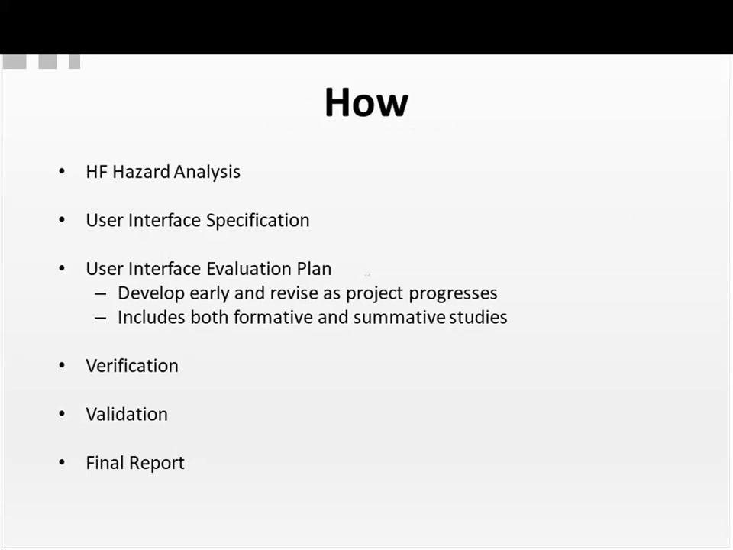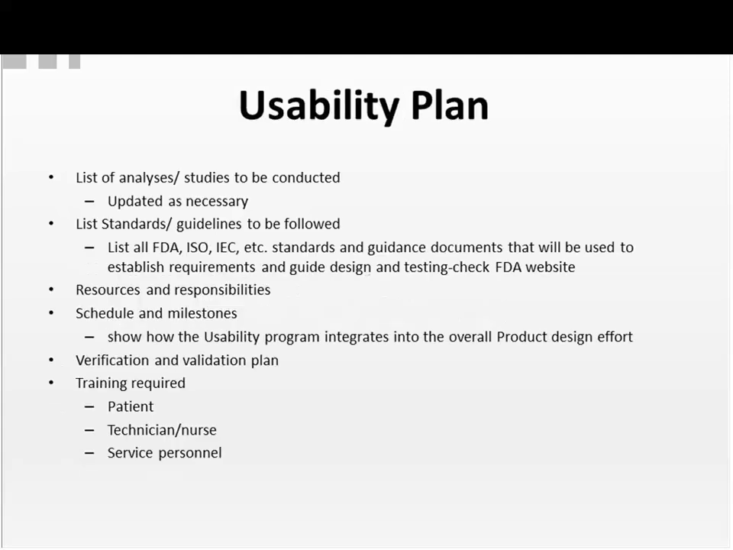The plan should include both the formative and summative studies, both the preliminary and the validation study. It's a plan for the entire human factors program. Next step is verification that the technical requirements have been implemented correctly, the validation, and then the final report. So let's start off with the usability plan, the first step.